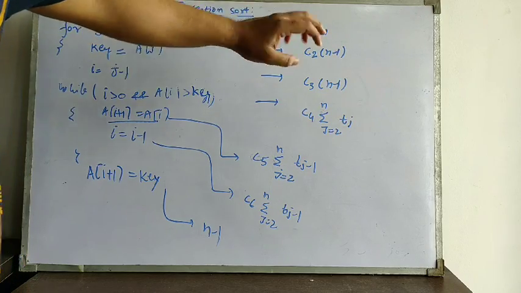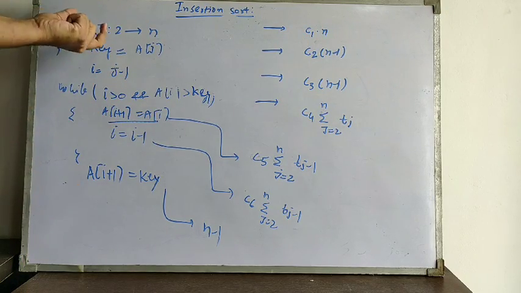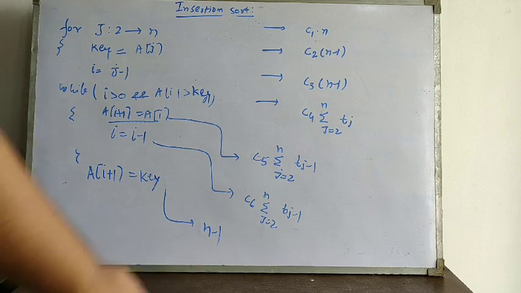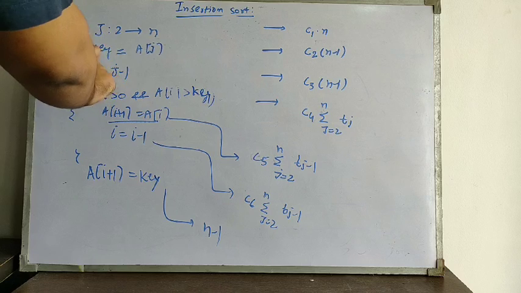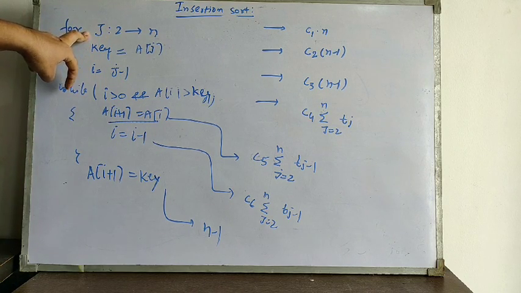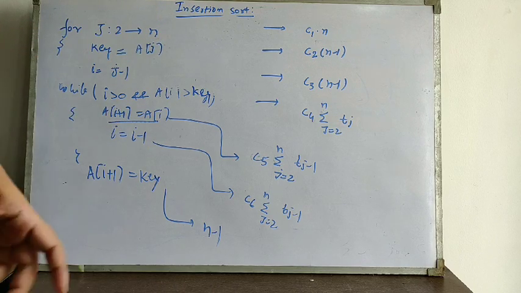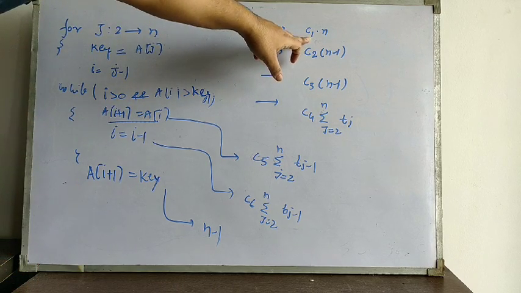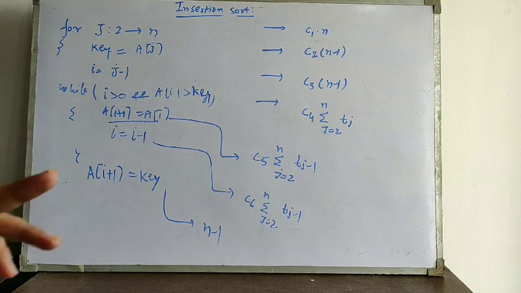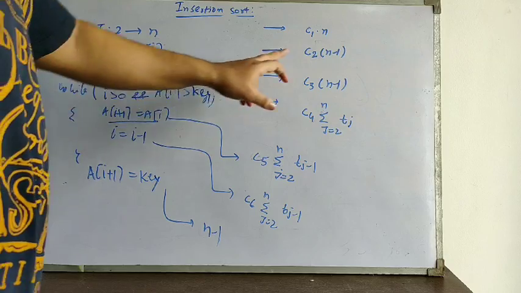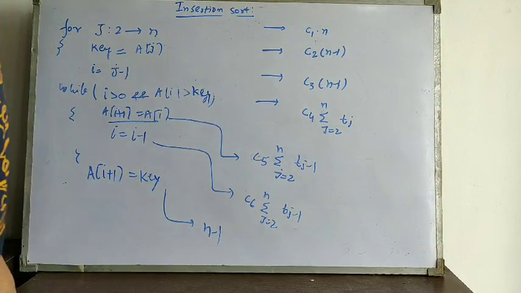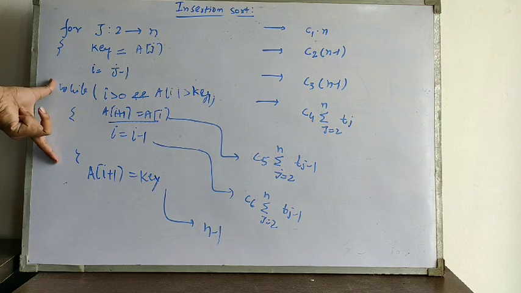So c1 times n. c1 is a constant term, meaning there could be a constant time. I am assuming a constant for all these statements. Now this is my second statement, and this statement will execute one less than the loop statement because there is a comparison statement. You can assume that whatever calculation is being done, c1 is for that constant calculation. This will execute one less, so c2 times n minus 1. Similarly, this statement will execute one less, so c3 times n minus 1.